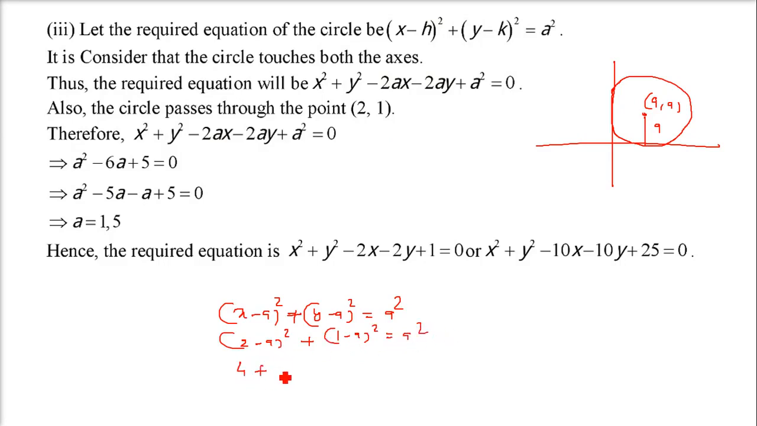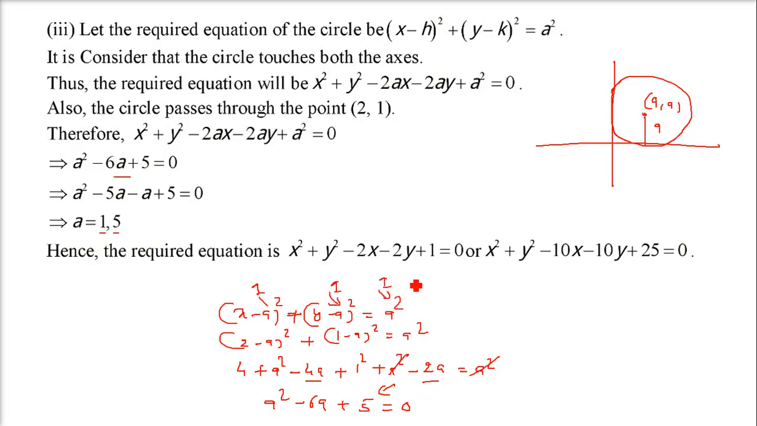This will be 4 plus a square minus 4a plus 1 plus a square minus 2a equals a square. Cancel one a square, one a square will remain here, minus 4a minus 2a will be minus 6a, 4 plus 1 is 5. So this is the quadratic equation, and we are going to solve it, and this is the solution. a will be 1 and 5. So one time you put a as 1 and you will get this equation, then you put this as 5, you will get this equation.